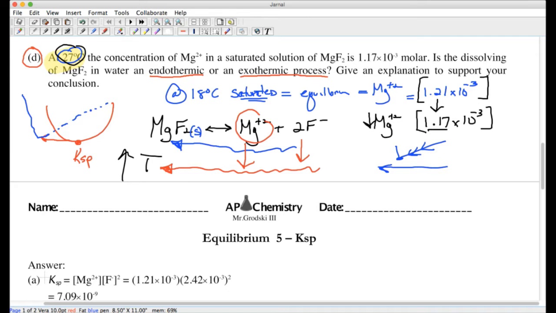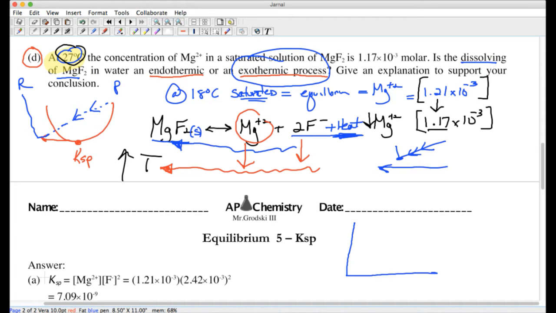So basically, the reaction is moving more spontaneously to favor more reactants, which of course is this solid, and less of the products, which is the ions. So we would say that the heat is on the what? Heat is on the product side, and therefore the dissolving of MgF2 in water is exothermic because I've got heat here. And why does that work?